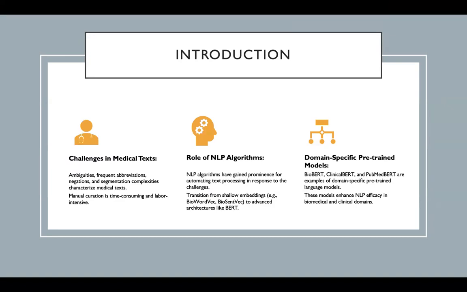By using NLP algorithms, we can make a transition from shallow embeddings to advanced architectures like BERT. There's a category of models: BioBERT, Clinical BERT, and PubMedBERT are examples of domain-specific pre-trained language models. These models enhance NLP efficiency in biomedical and clinical domains.